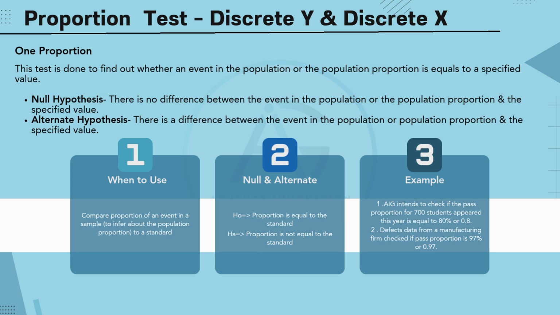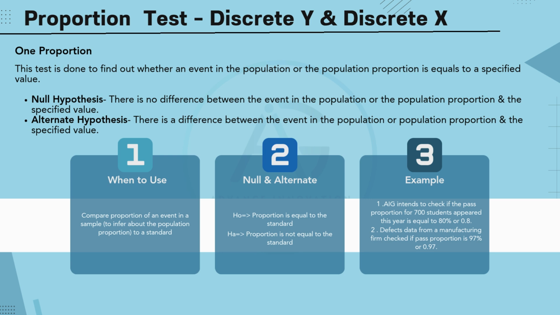1. When to use the one-proportion test: when you want to compare the proportion of a specific outcome in your sample, like the proportion of passes, to a predefined target. 2. Null and alternate: H0, proportion equals standard; H1, proportion not equal to standard. This is usually a two-tailed test unless specified otherwise.